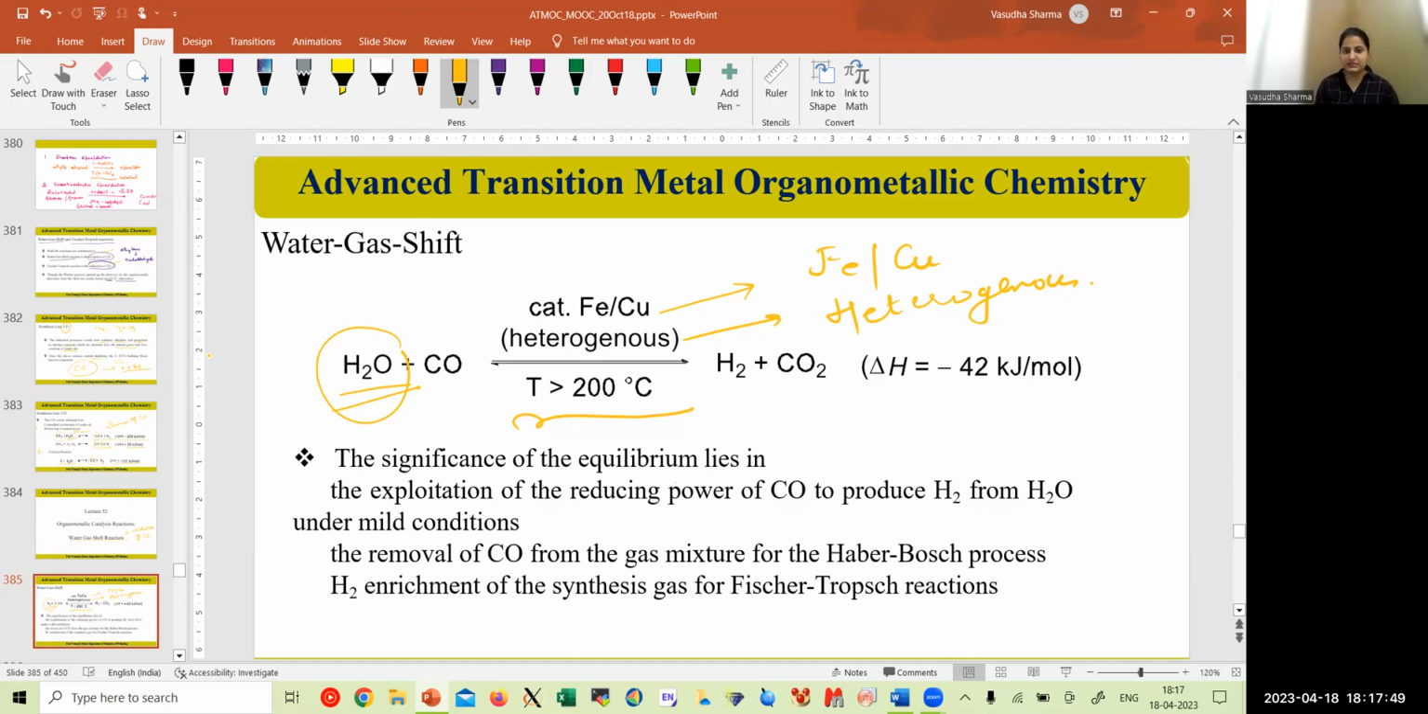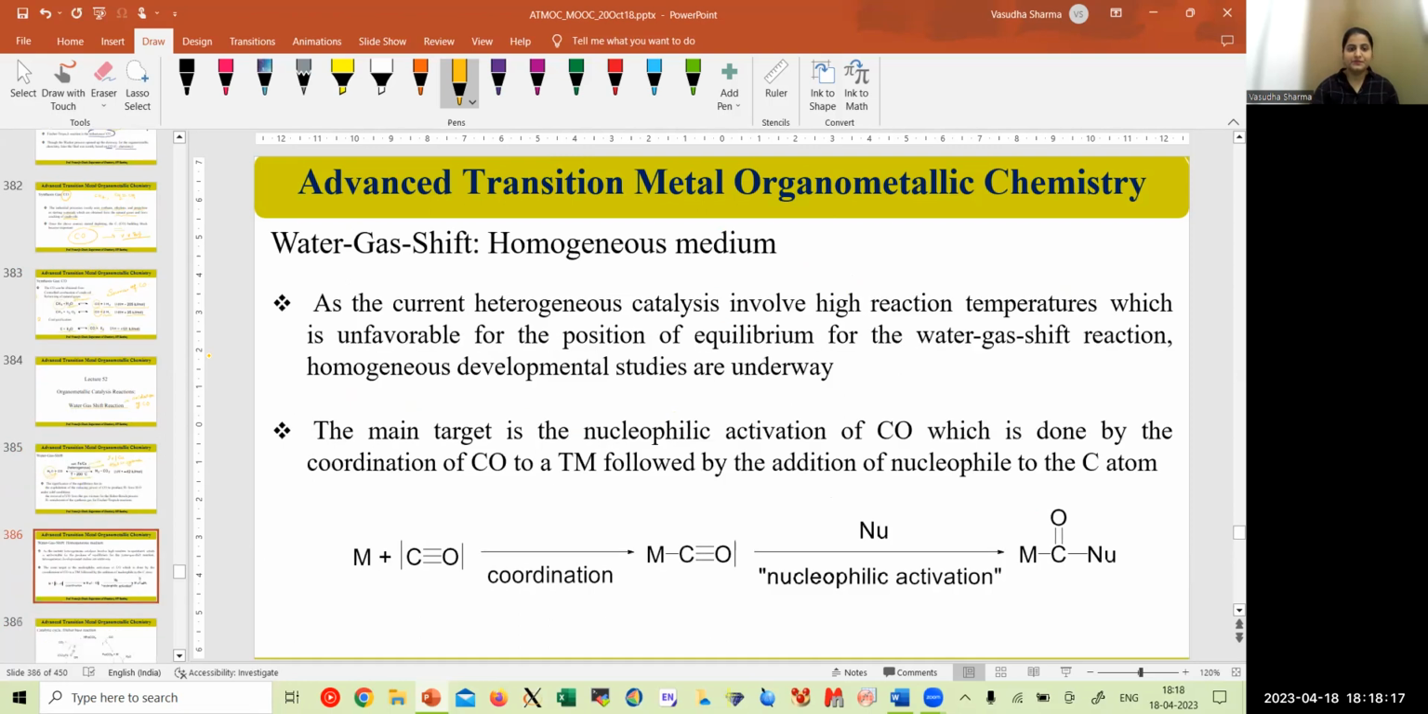So what is the significance of the equilibrium? As you can see, this reaction is under equilibrium, so the forward and the backward rates are similar. The significance of the equilibrium lies in the exploitation of the reducing power of carbon monoxide to produce H2 from water under mild conditions. So the removal of carbon monoxide from the gas mixture for the Haber-Bosch process, which is involved in the synthesis of ammonia, and H2 enrichment of the synthesis gas for Fischer-Tropsch reactions.